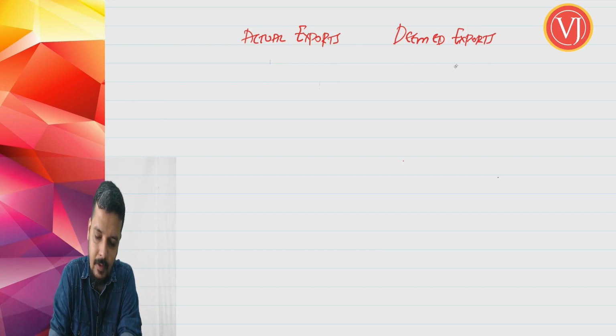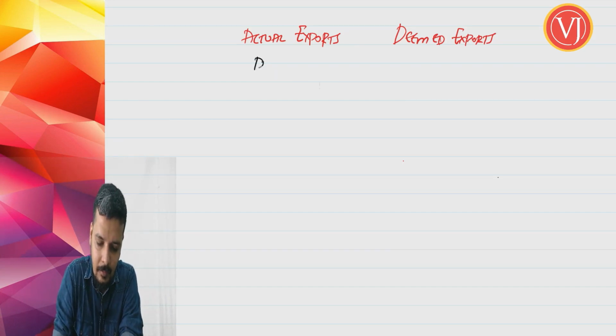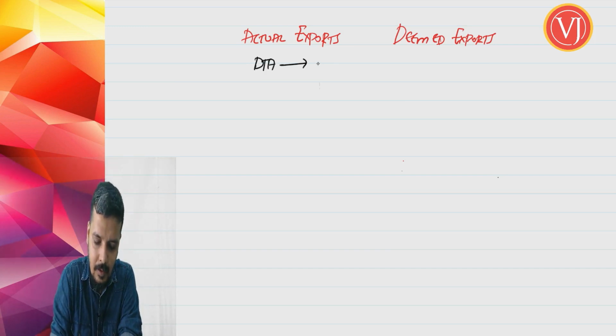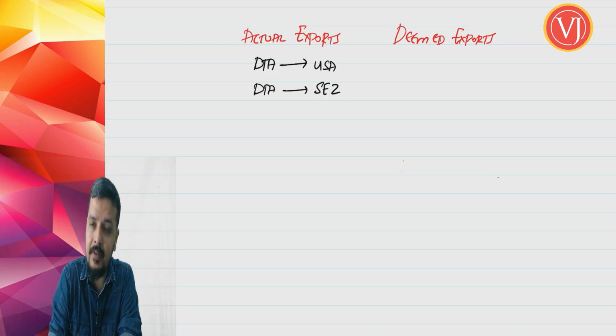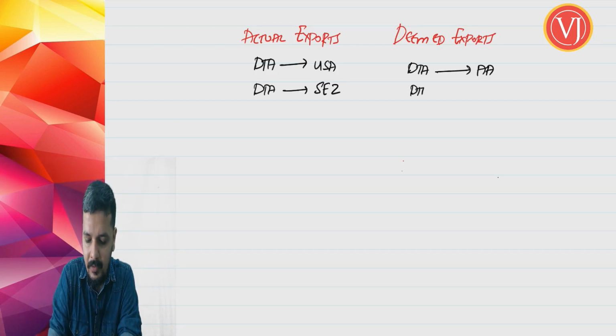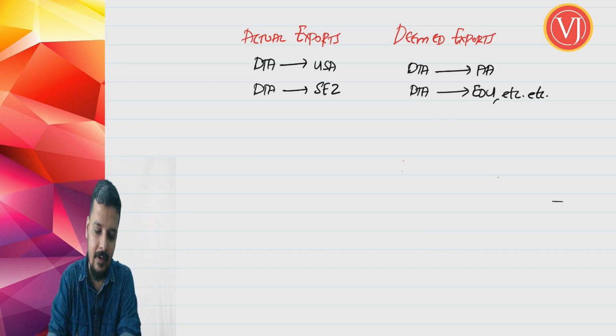So for actual exports, friends, I am focusing on your domestic tariff area to your USA, or your domestic tariff area to your special economic zone. Here, for deemed exports, I am focusing on domestic tariff area to advance authorization holder, or domestic tariff area to 100% export oriented units. There are other cases of deemed exports, therefore I am writing it as etc, etc, etc. First difference.